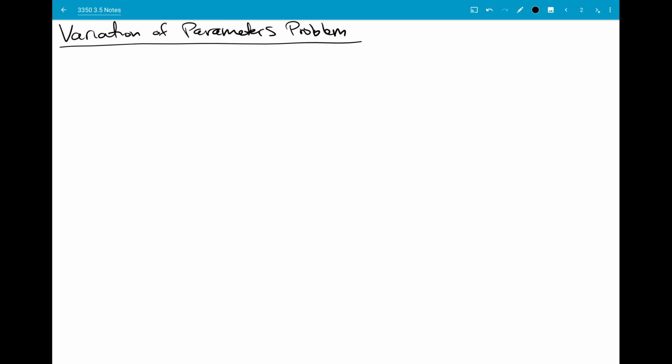So first off, we're just going to describe the type of problem this method applies to. We're just going to talk about what is a variation of parameters problem. And this is going to be related to what we learned last section because it's a method for finding particular solutions. So we are looking for particular solutions.